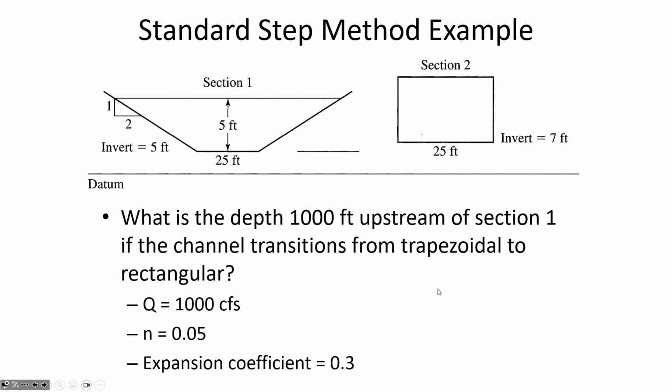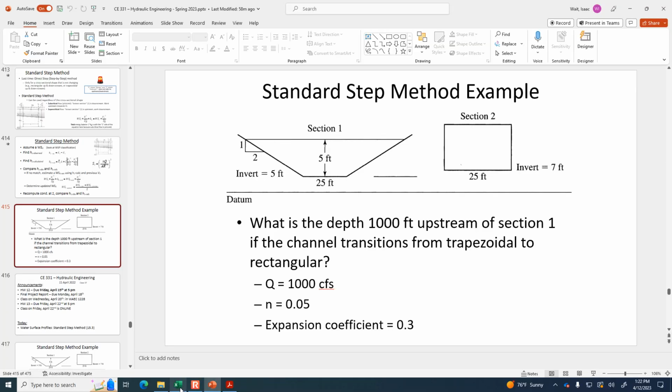So that's kind of the process. What we want to know is how deep is the water if you go 1,000 feet upstream. So we know what the channel looks like, and it was 5 feet when it was rectangular, but if you move 1,000 feet upstream, how deep is the water there?